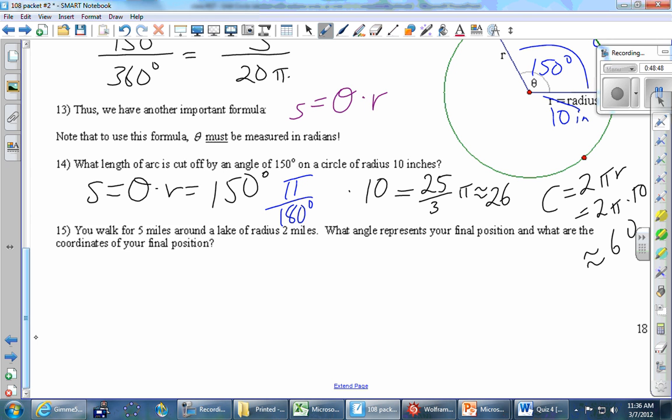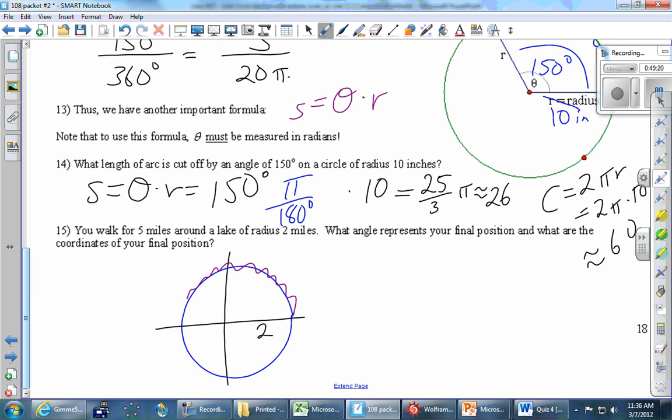Okay, so let's try this one. So we've got a lake, and clearly the lake is a circle, even if it doesn't say so. And it says we're walking 5 miles, and the radius is 2. 2.5 radians is what? The angle? Yeah. Okay, so let's see if we can agree with what Garrett is saying. So we know we're going to walk 5 miles around this circle, so we'll just estimate that's 2, that's 4, maybe 5 is someplace around there.